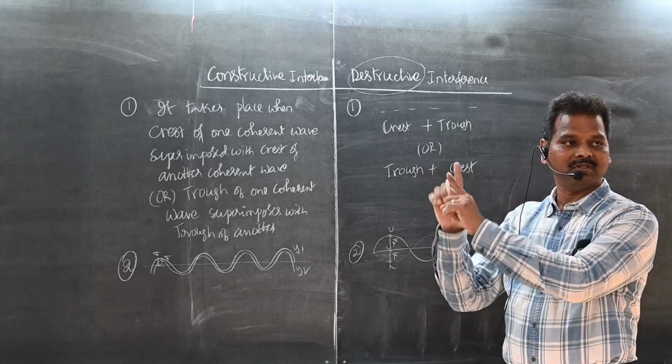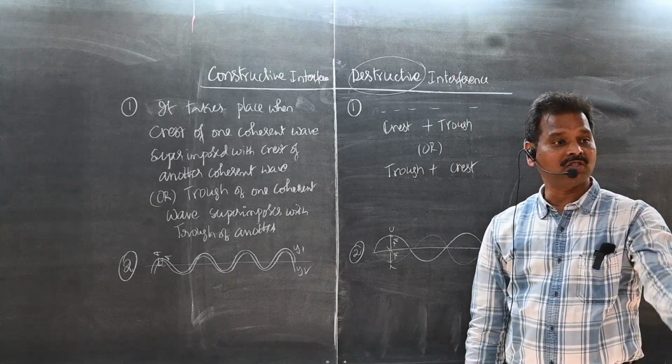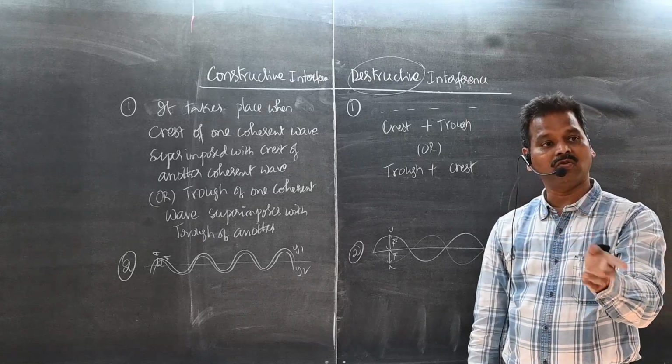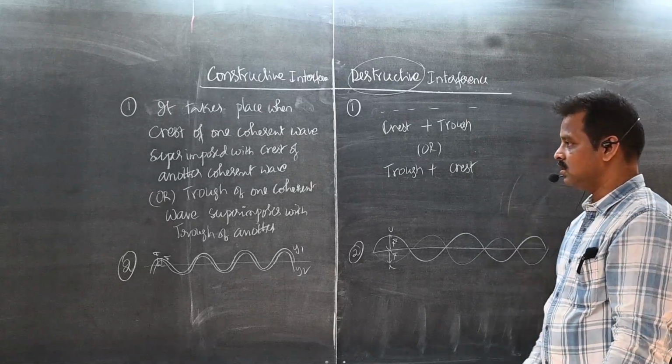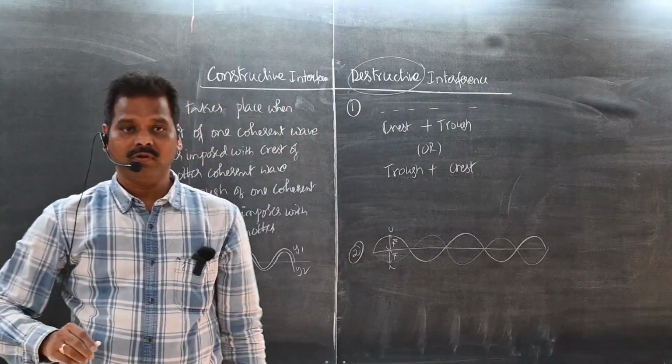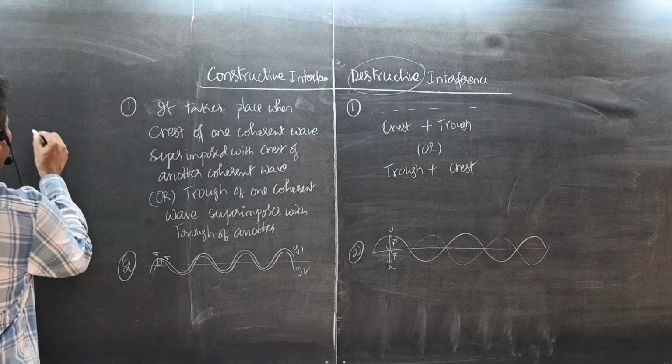Both are in the same direction, A plus A, 2A. Intensity is 4A square. It is K into 2A whole square, that is 4A square. Next, third point. Here I will write for the third point, for constructive interference.